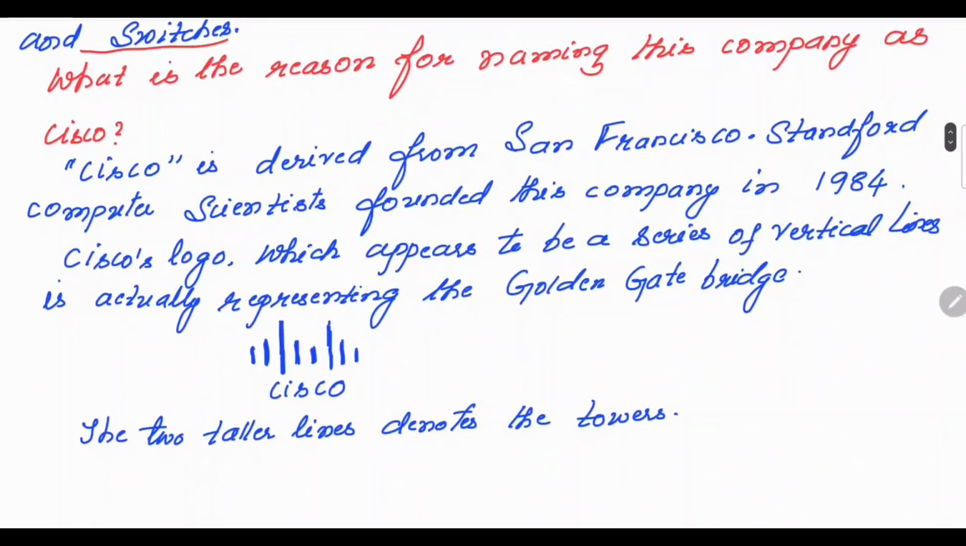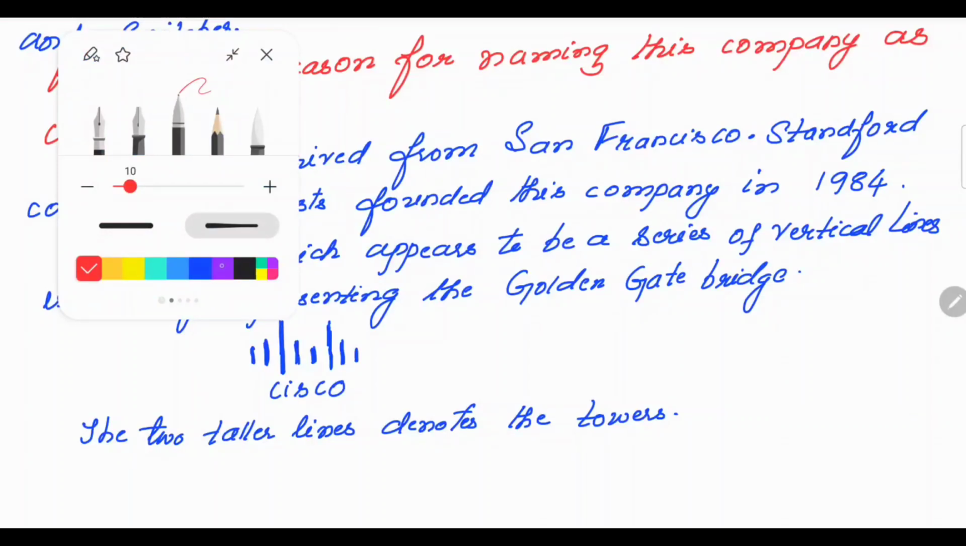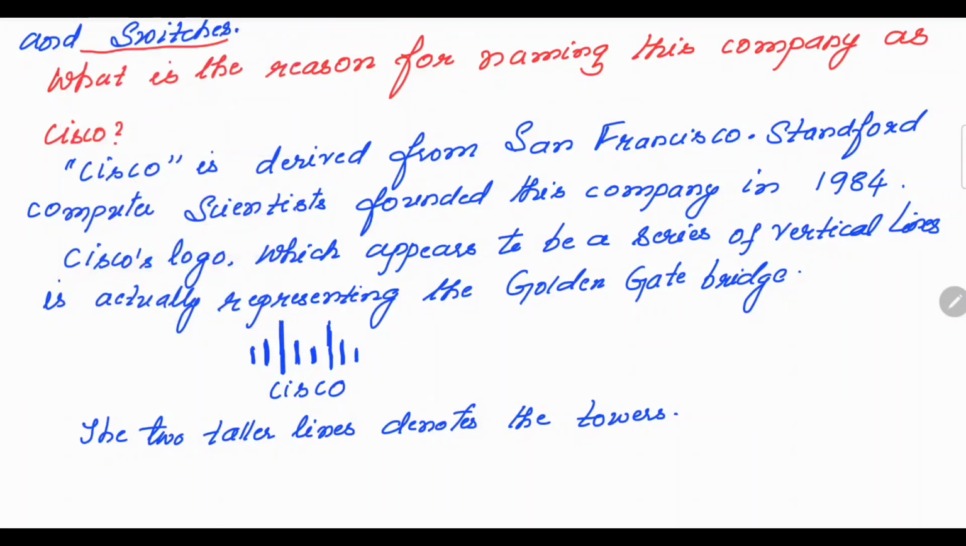What is the reason for naming this company? This is an interesting question. Here we want to know what is the reason for naming the company Cisco. Normally we know the things about the Cisco Packet Tracer very well. We know about the Cisco company. We may not know why the name Cisco is given to this company. This word Cisco is derived from San Francisco. This is the Cisco in Francisco.